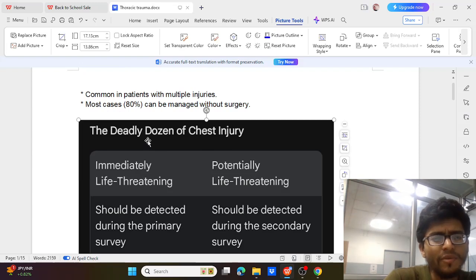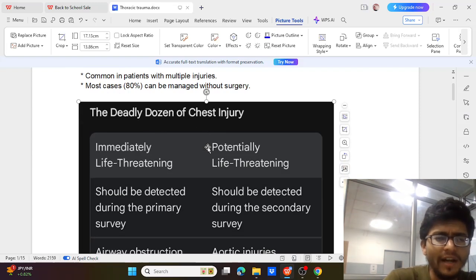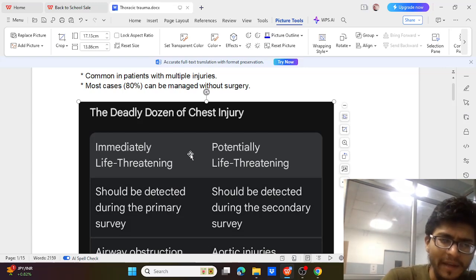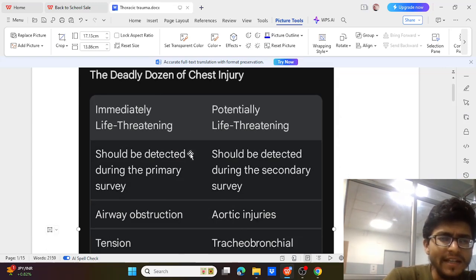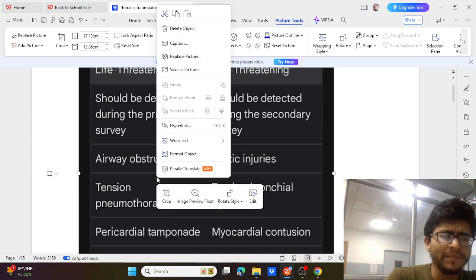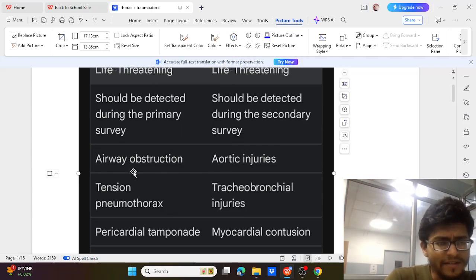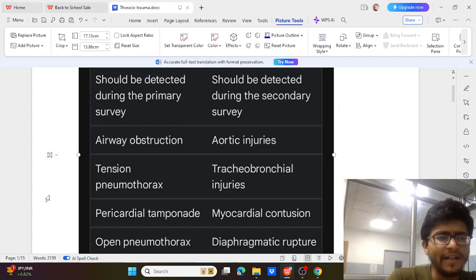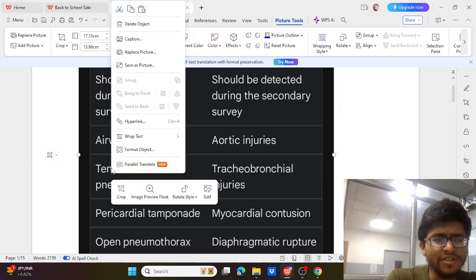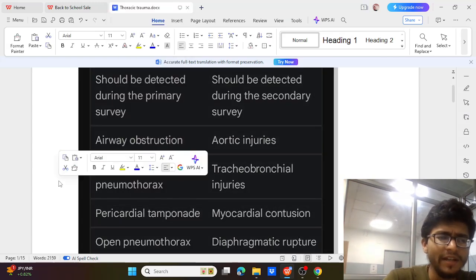So we have some 12 injuries which are very dangerous, and some 6 of them can be very life threatening, like immediately they can cause death and should be detected during the primary survey. So what are these 6? If there is airway obstruction, then it's a problem. We have to find it out and take care of it. We have already discussed airway in our basics of trauma session. Then coming to tension pneumothorax, which we'll see today.